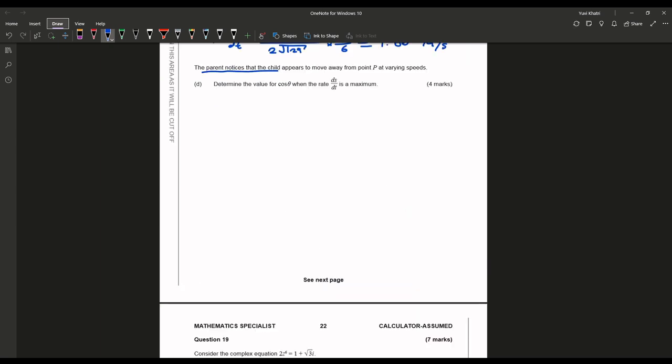Now part D is the tricky part. The parent notices that the child appears to move away from the point P at varying speeds. D. Determine the value for cos theta when the rate ds/dt is a maximum. So we need to find when ds/dt is maximum. And for that, let's start off with ds/dt equals 80 sine theta over 2s times pi over 6. That's from part C.